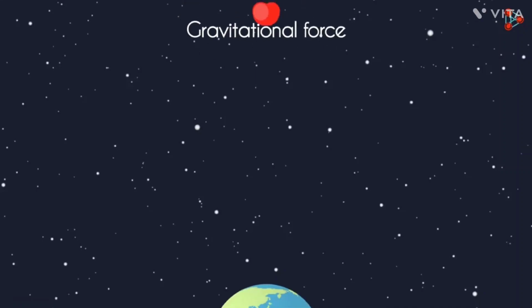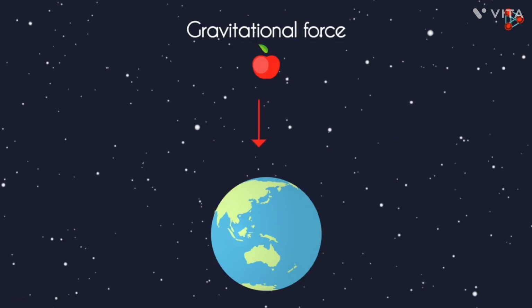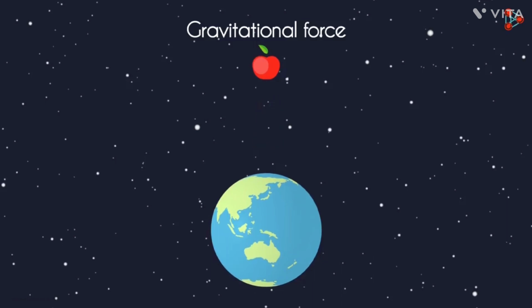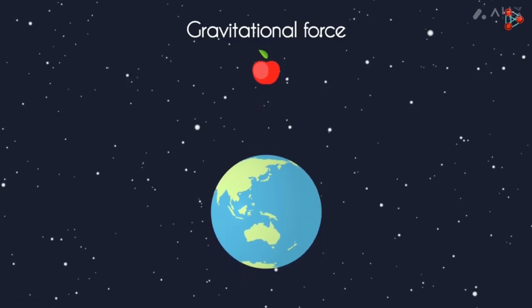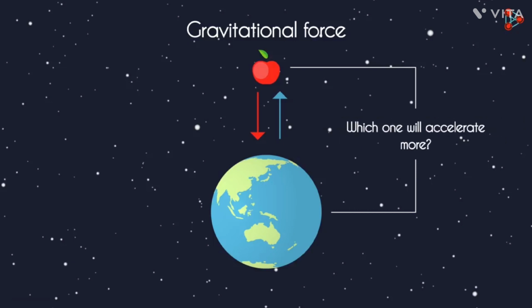We saw that the gravitational force is the attractive force between any two objects with non-zero mass separated by a distance. So does the apple fall towards the earth, or does the earth move towards the apple? Or do both move towards each other? It's actually simple logic. This is the earth, and say this minuscule object is an apple. Based on what we learnt about the gravitational force, both apply an equal force to attract the other object towards itself. So if the forces are equal, which one will accelerate more?